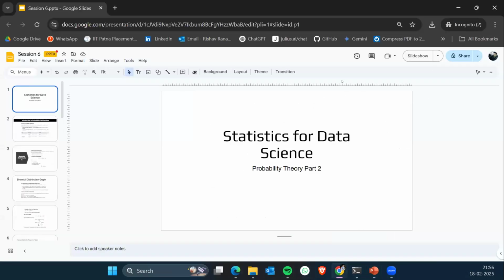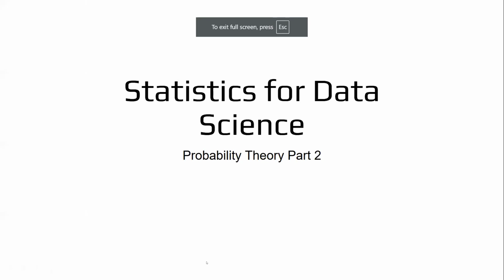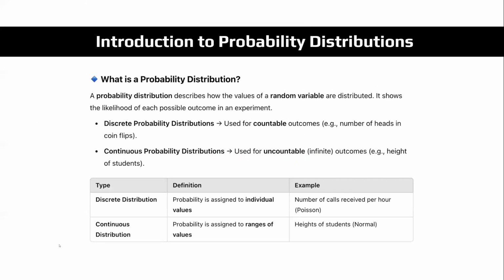Okay, so there are some problems with my PowerPoint with this PPT, so I'll be using it in Google Slides. The next topic that we'll be discussing today is probability theory part 2, but here we'll be talking about the probability distributions. It's going to be the last part of our probability theory. From the next class, we'll be discussing inferential statistics, but for that, the most important thing is the probability distributions.